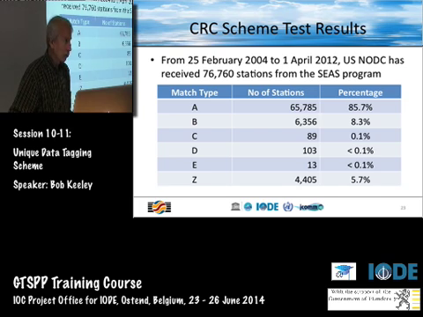Now, in the program, I think the objective is to have 100% of the data go out to the GTS. Is that correct? Yeah, and then the 6% is because they failed out of the QC. Right. So they didn't go on the GTS.